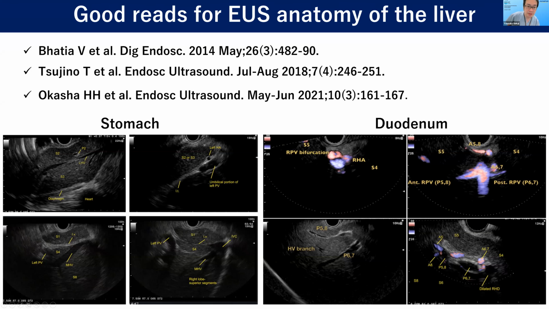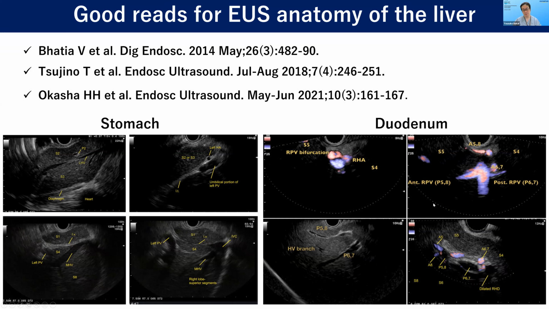The technical hurdle in EUS-guided hepaticogastrostomy and hepaticoduodenostomy is to understand the liver anatomy. There are so many reports, but I recommend those 3 papers to understand the liver anatomy. From the stomach, it's relatively easy. You can visualize the left hepatic vein. If the bile duct or liver is closer to the left hepatic vein, it's segment 2 or bile duct 2. And if it's underneath the left hepatic vein, it's segment 3 or bile duct 3.